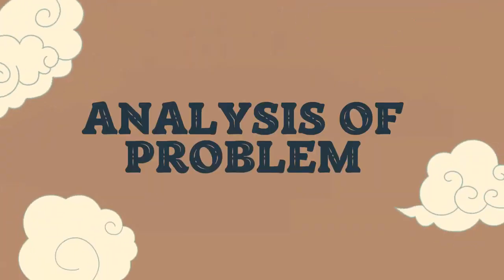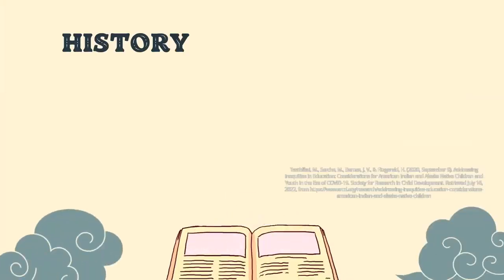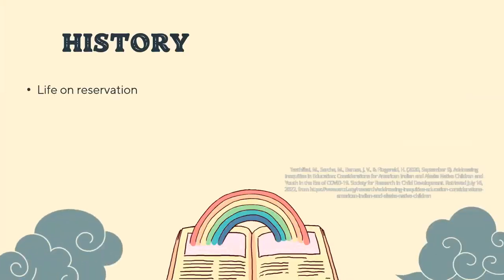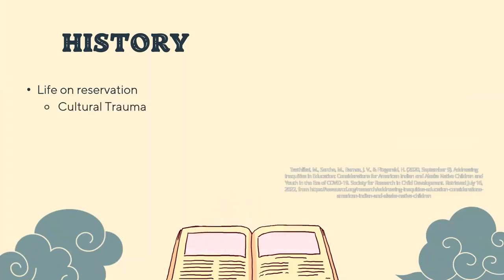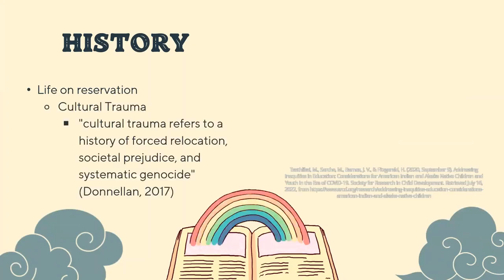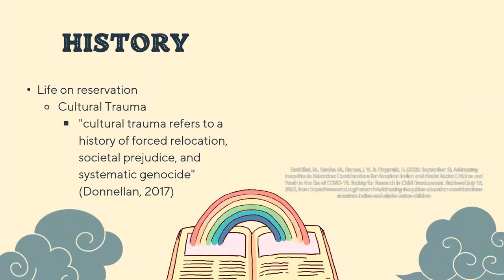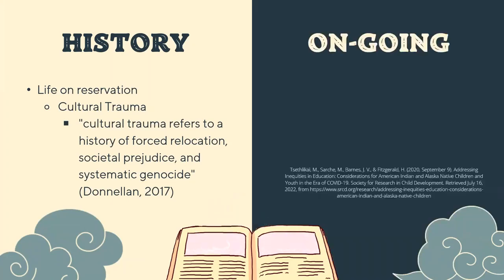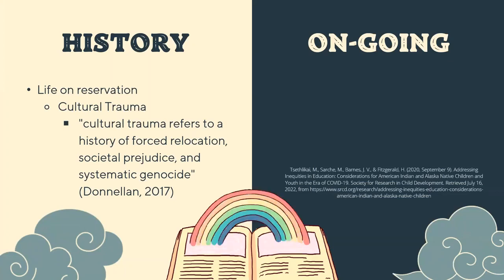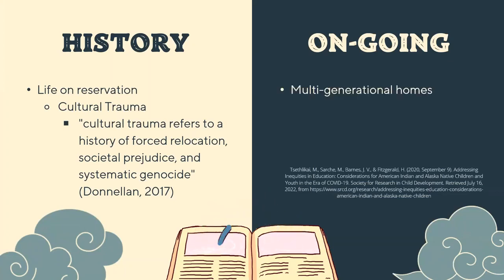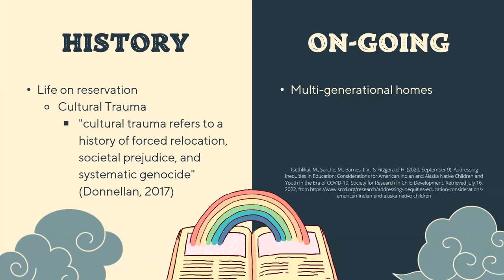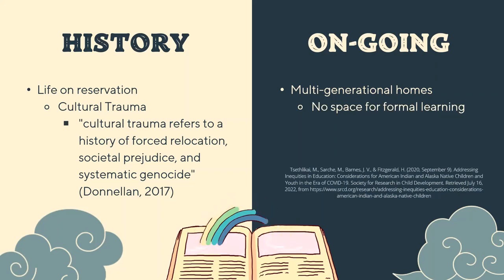Analysis of the problem. We can look to history first to help explain the conditions on reservations nationwide. Life on reservation is affected by cultural trauma. Donnellan states that cultural trauma refers to a history of forced relocation, societal prejudice, and systematic genocide. Some of the issues are ongoing, like the fact that many students live in multi-generational homes. They may be living with aunts and uncles, cousins, or grandparents. In a situation like that, there may be no space for a formal learning environment.